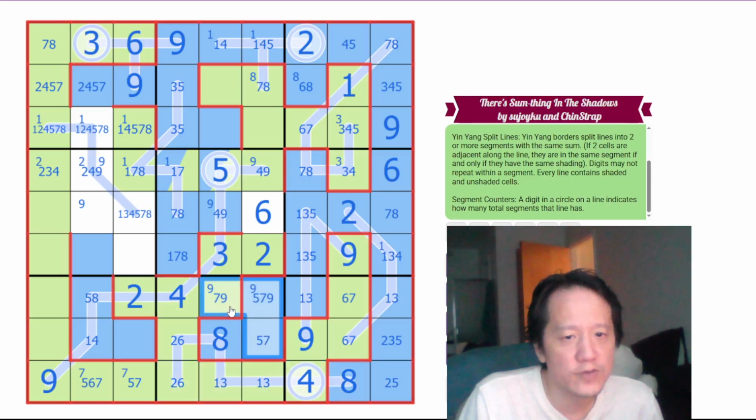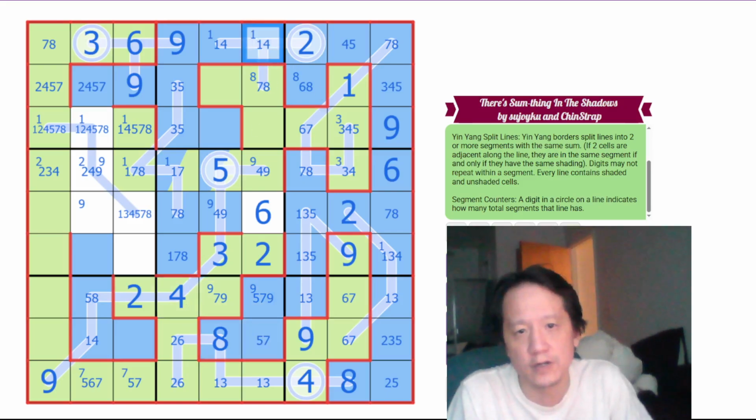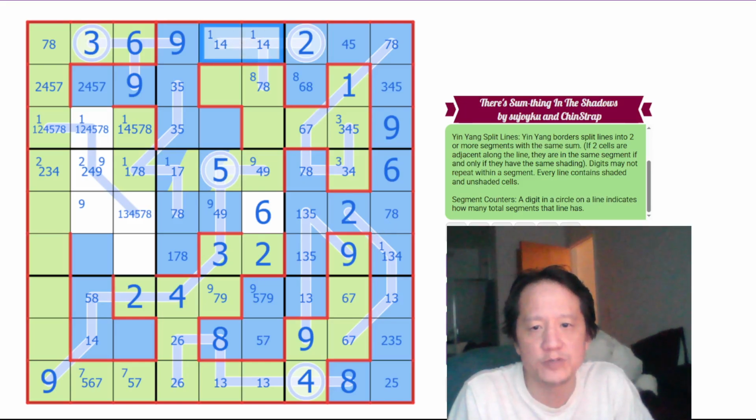7, 5, 7, 9. So 5 has to be one of these 2 digits here in box 8. That eliminates 5 here, so this can't be 5. This becomes a 1, 4 pair, which makes this a 7. This 1, 4 pair eliminates 4 here, so this is 5, which means this can't be 5. This is a 3, 4 pair, adding up to 7.